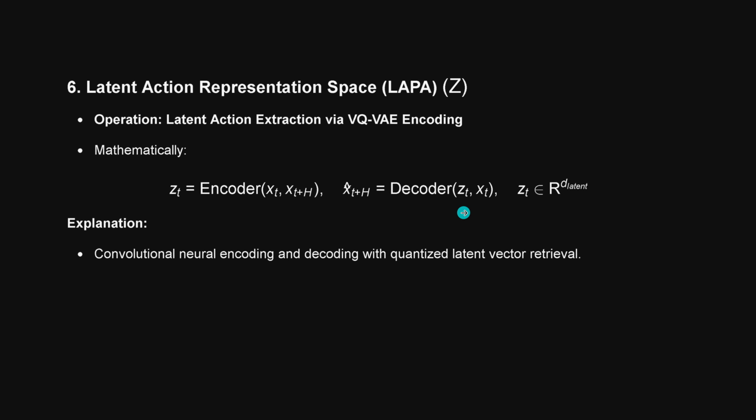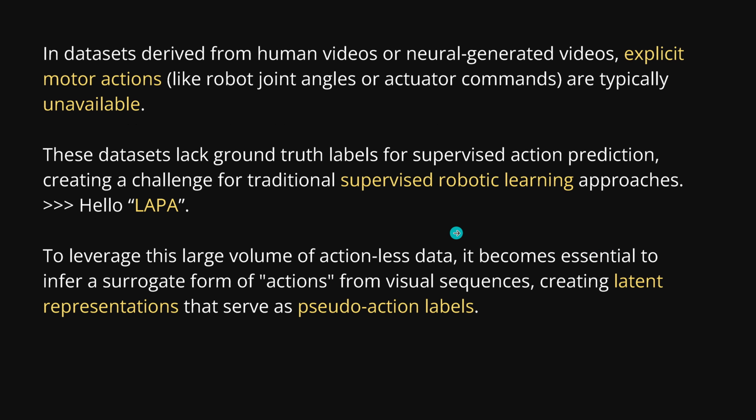And this encoder, if we have this new latent vector, then we have the decoder. Now we train the system. And the decoder takes now as an input our latent vector plus the video frame at the time t, and now builds the video frame at t plus 1. Remember this? If not, have a look at the video. We have a convolutional neural encoding and a decoding with a quantized latent vector retrieval. Careful, this is not your normal quantized vector. This is a very specific vector. So just take a step back. Why are we doing this number 6?